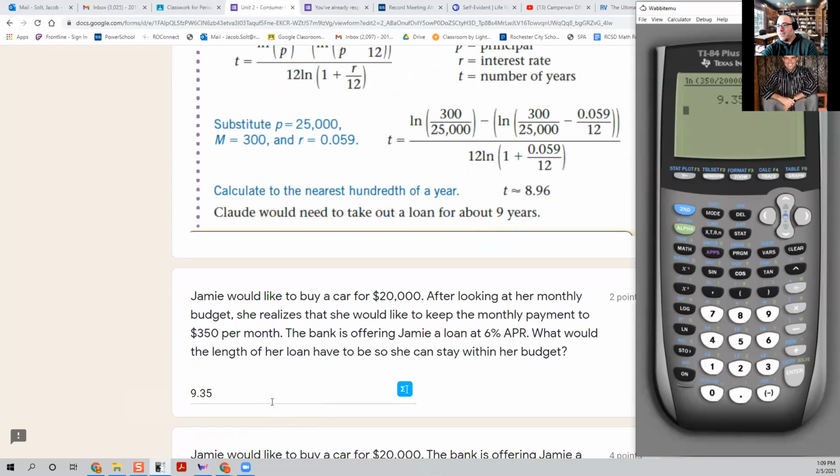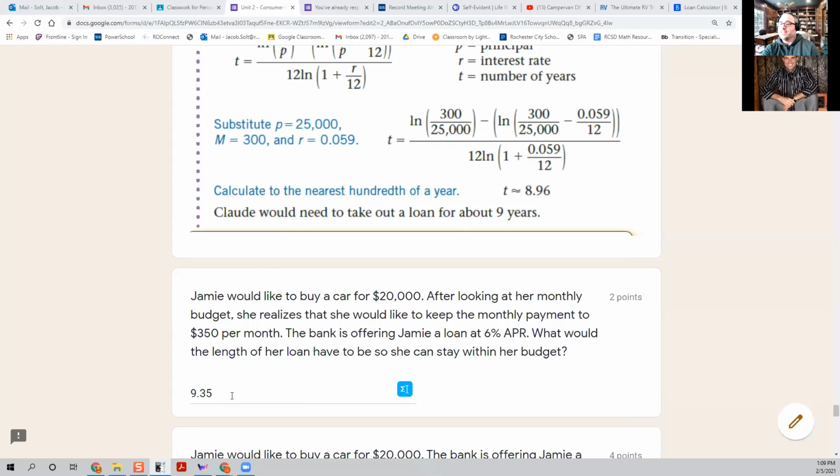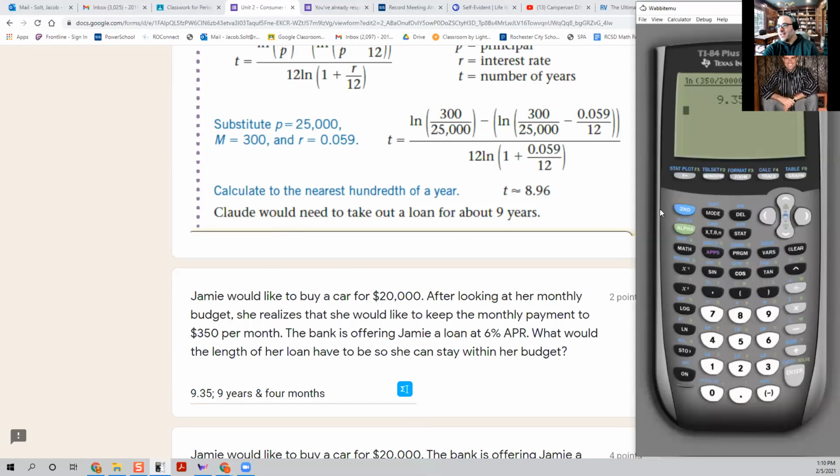So you can do 9.35, or you could even call it, let's see, someone sent me something in the chat. I could call it 9 and 4 months, 9 years and 4 months. You could also do that, 9 years, 4 months. And there'll be a little extra payment at the end of this thing, or something like that.